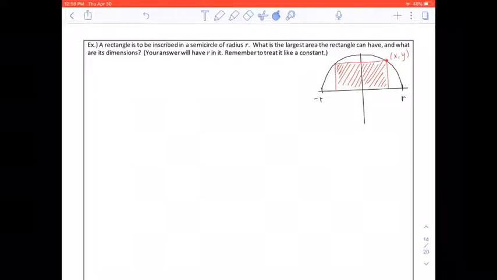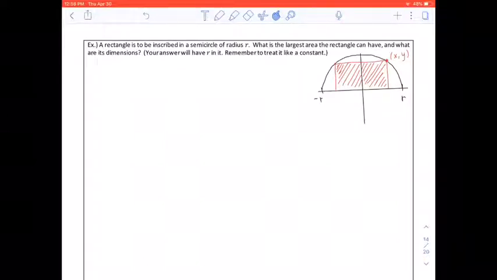So I drew my picture over here. There's my semicircle. I centered it at the origin, just like we've done before, and I made my radius be r. I also drew inside, because it does say it's inscribed, a rectangle. I described this rectangle by a point on my semicircle, and I called that point (x, y).